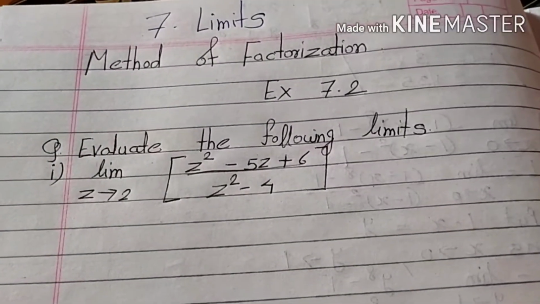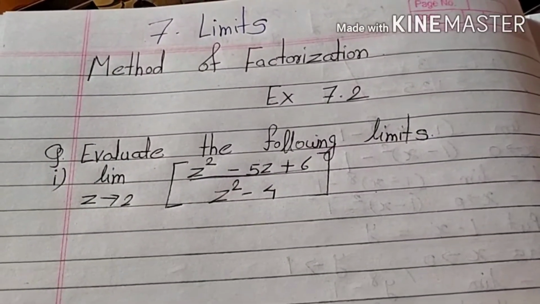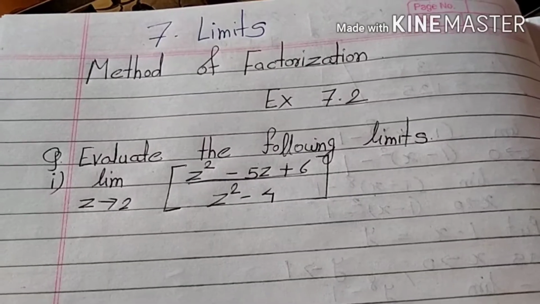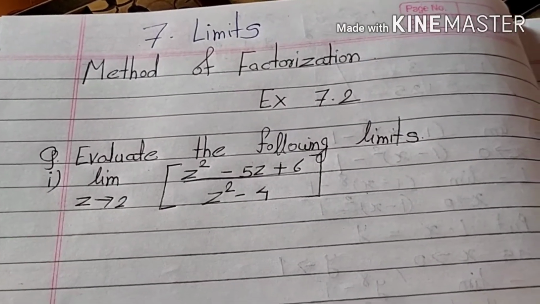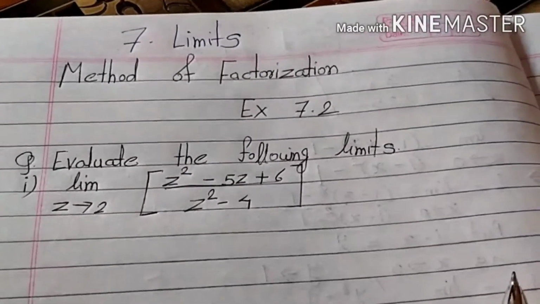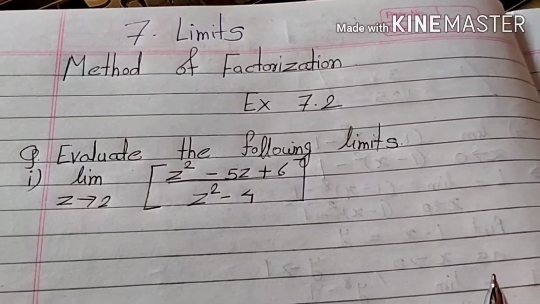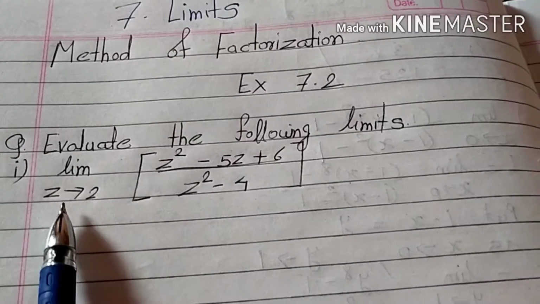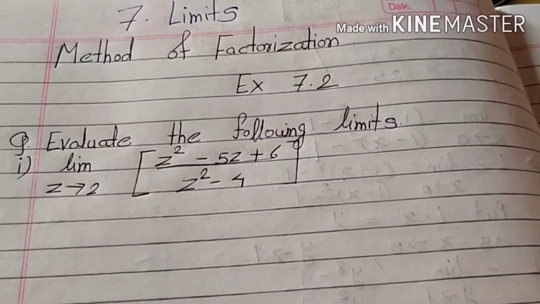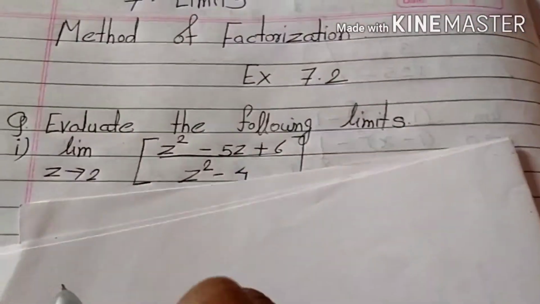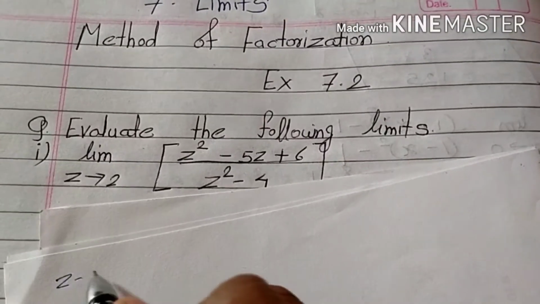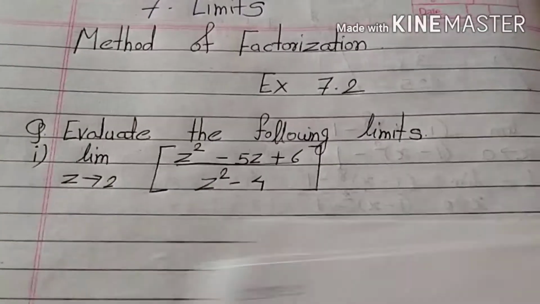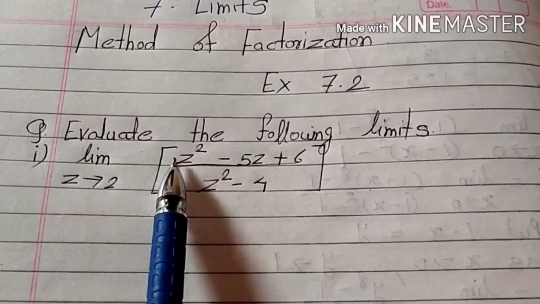Hello student, today we are going to start a new subtopic, that is, method of factorization. In this method we have to delete some factor. So what is that factor? Suppose z tends to 2, then we have to delete the z minus 2 factor of this quadratic equation.